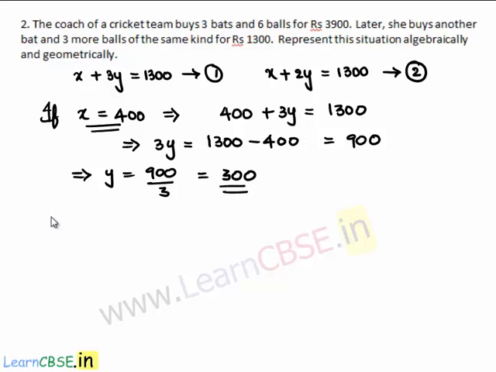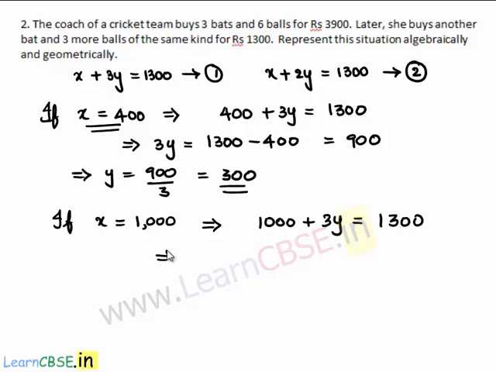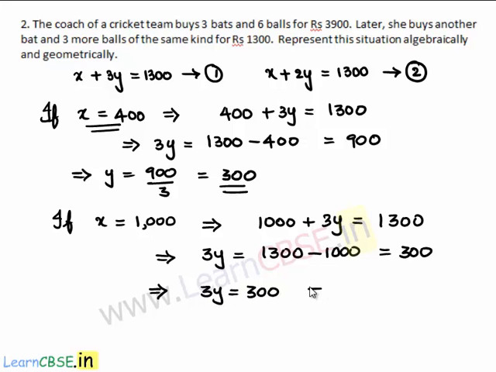Now let us take x is equal to 1000. That implies 1000 plus 3y is equal to 1,300. So we can write this as 3y is equal to 1300 minus 1000, which is nothing but 300. That implies 3y is equal to 300. So y can be written as 300 divided by 3, which is 100. So if x is equal to 1000, the value of y is 100.